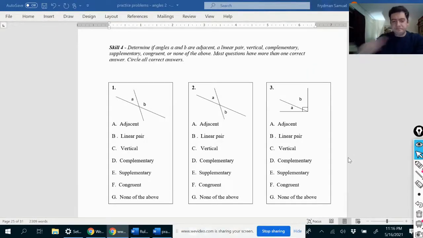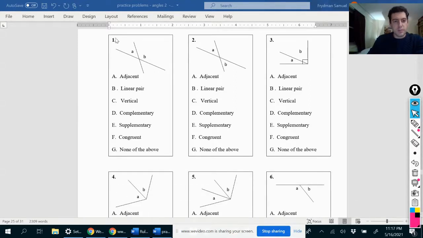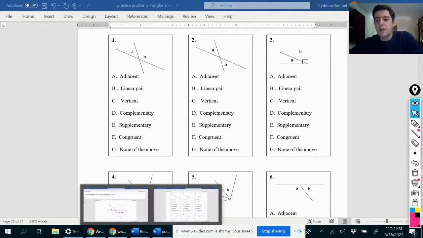All right, so for the rest of this video, I'm going to work on some problems which are similar to the problems that I'm going to be asking you to do in the Deck Toys map. So this is from Skill 4 from worksheets that I used to hand out in class. Determine if angles A and B are adjacent, a linear pair, vertical, complementary, supplementary, congruent, or none of the above. Most questions have more than one correct answer. Circle all correct answers. So let's take a look at problem 1 over here.